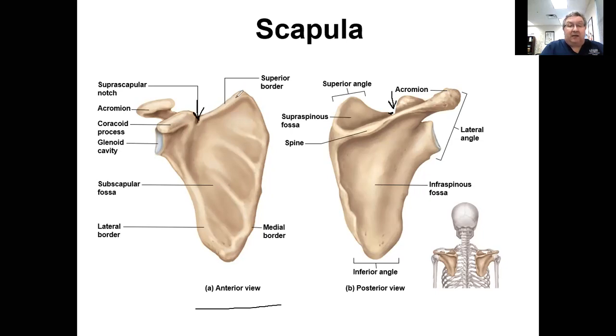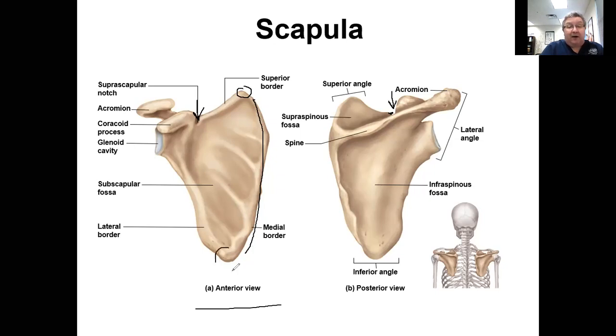When we go medially, we have the superior border, which is the top half of the scapula. And then we have the medial border. The medial border borders the vertebral column. And this medial border of the scapula is a very important area where a lot of muscles attach to it. The rhomboids attach to the medial border, and serratus anterior inserts onto the medial border.